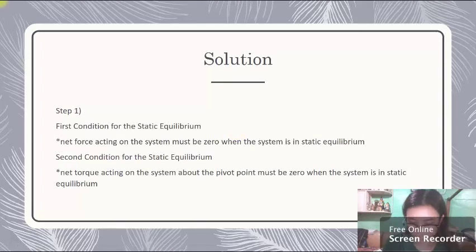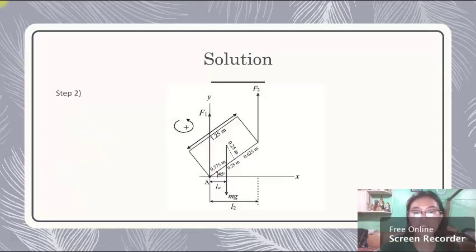Sorry, for step 1, we need to know the first condition for static equilibrium: the net force acting on the system must be 0 when the system is in static equilibrium. And for the second condition, the net torque acting on the system about the pivot point must be 0 when the system is in static equilibrium. So this is the free body diagram.